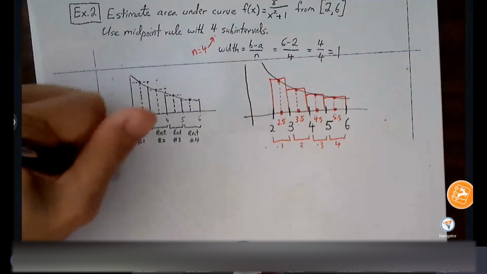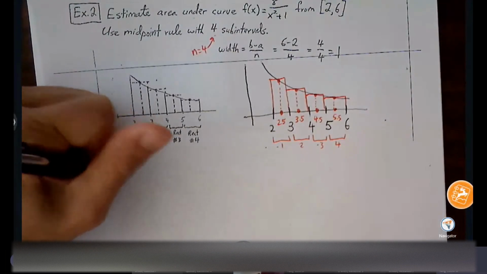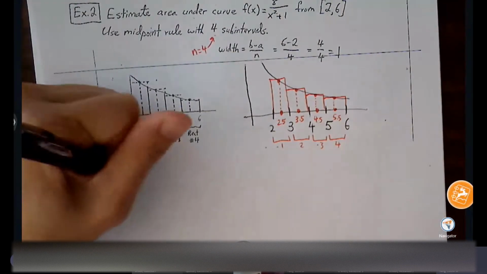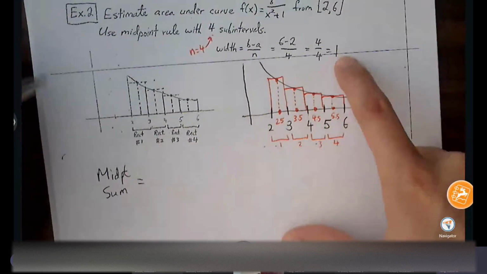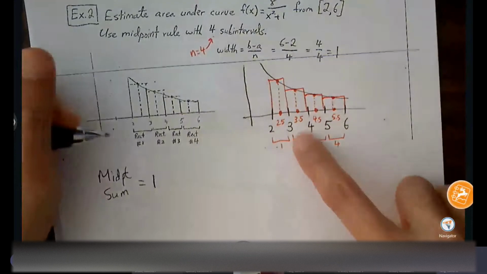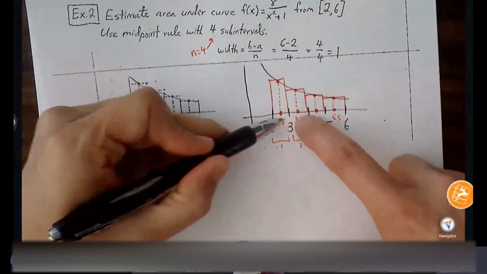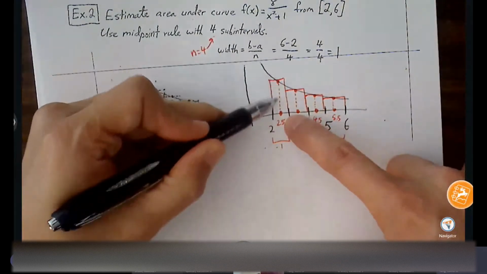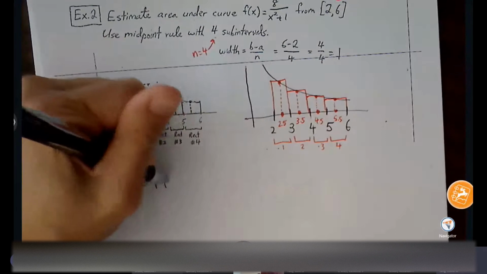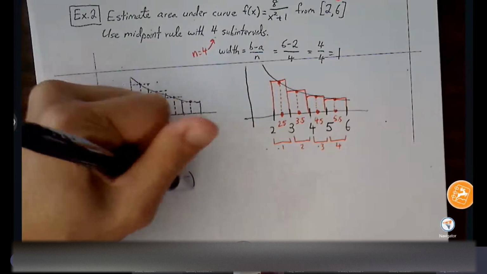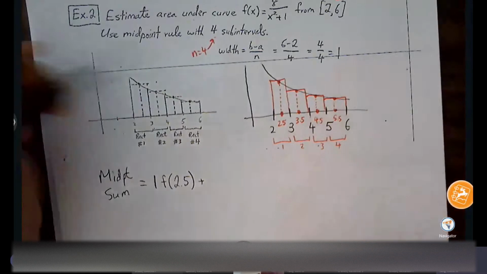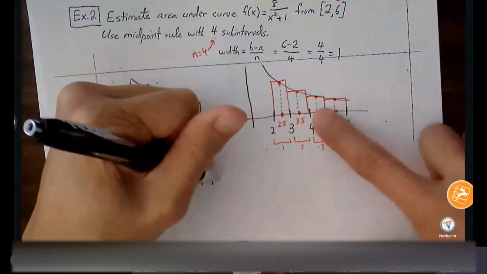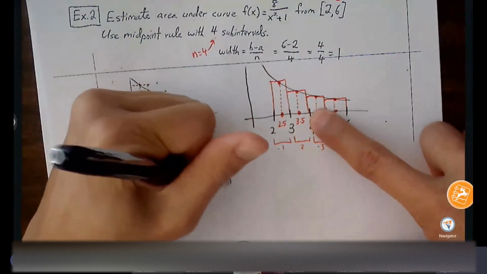Okay, so here's my midpoint sum. Again, width times height. So the width is 1 for my first rectangle. The height is not f of 2, not f of 3, but it's going to be f of 2.5. Second rectangle, width is still 1, but we're going to do f of 3.5.